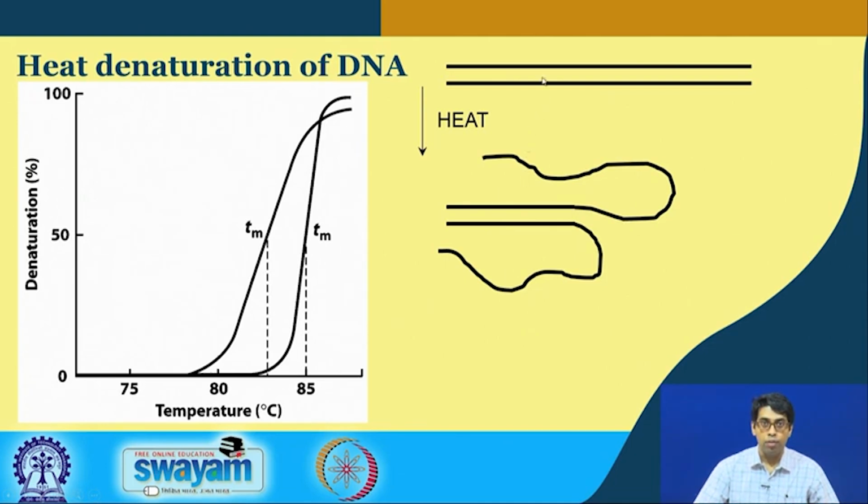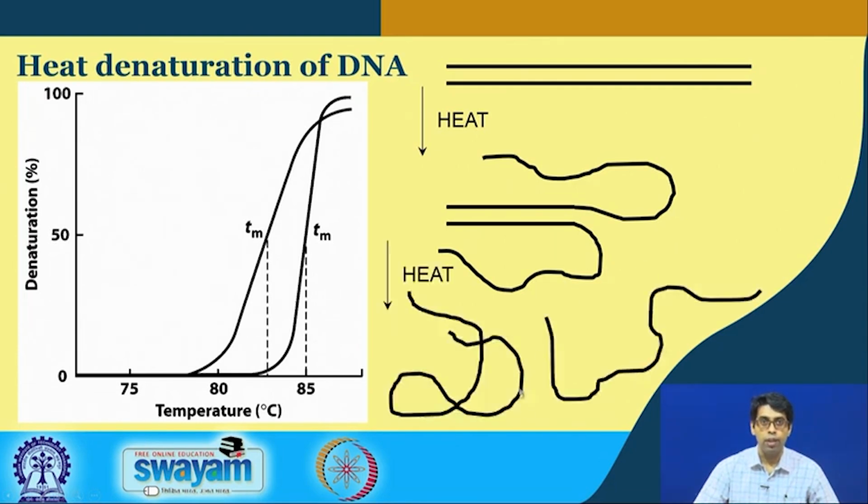So, the more heat I give, the more hydrogen bonds will be broken. At some point, all the hydrogen bonds will be broken, so that the two strands of DNA will be completely separated from each other. Now, if I cool this solution again, this is a reversible process. So, it can go back and form this double stranded DNA.